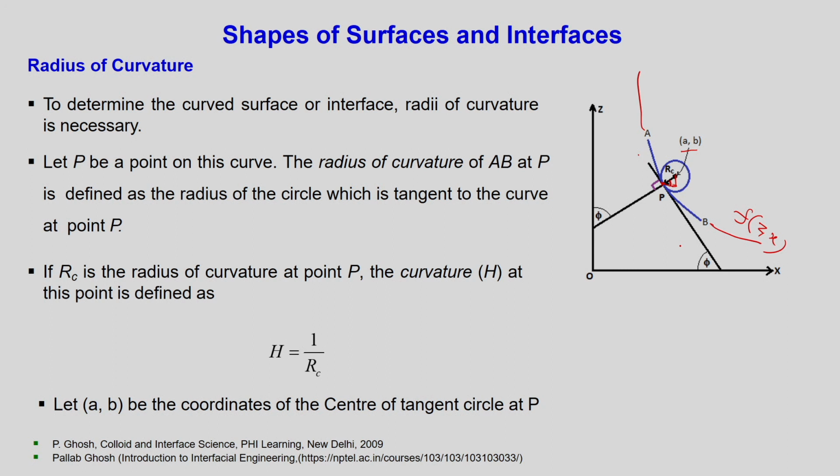So, if you write out the expression, the radius of curvature is defined by this expression, h is equal to 1 by r c. This r c, if you want to find out, the reciprocal of this is defined as the radius of curvature. Now suppose I want to derive this: let a, b be the coordinates of the center of the tangent circle at P.